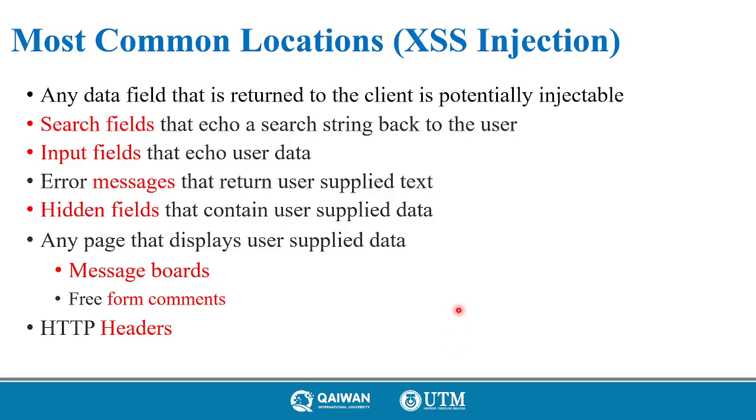Now, the most common location for XSS injection would be search fields, because we can insert something into that website's input field, like a user password or search, or maybe a comment section or any other input. Also error messages that return user-supplied text, and hidden fields that contain user-supplied data. For example, there are some parts that I have hidden from the eyes. Any page that displays user-supplied data, message boards, freeform comments, and HTTP headers.